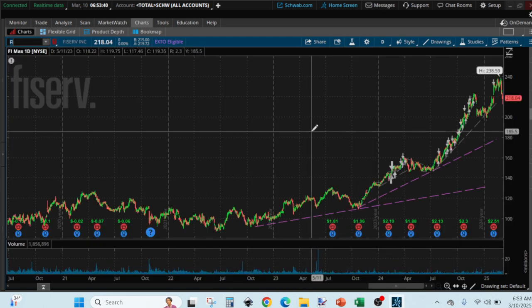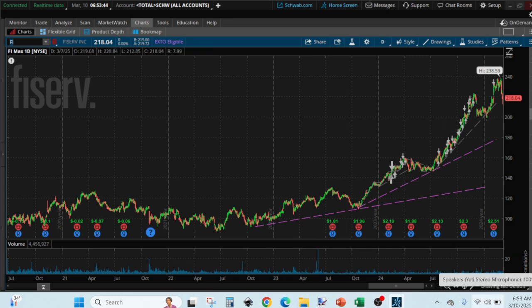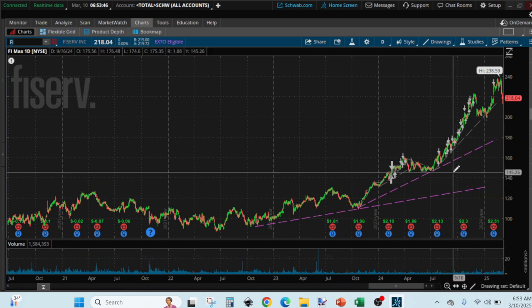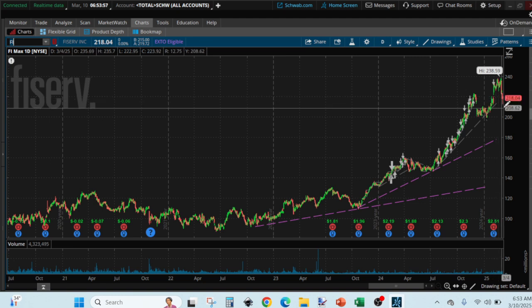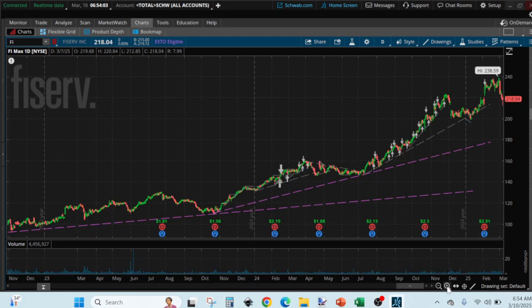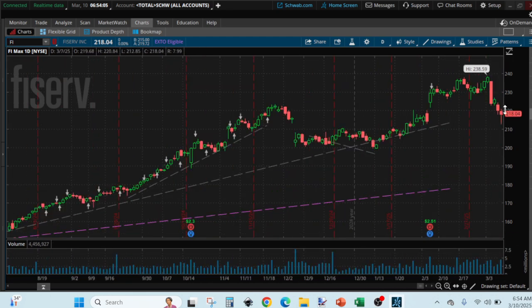So FI, today is March 10, 2025, and we are analyzing FI after the market closed on Friday, March 7, 2025. On Friday, the price dropped for FI. That's why the closing price was colored in red.